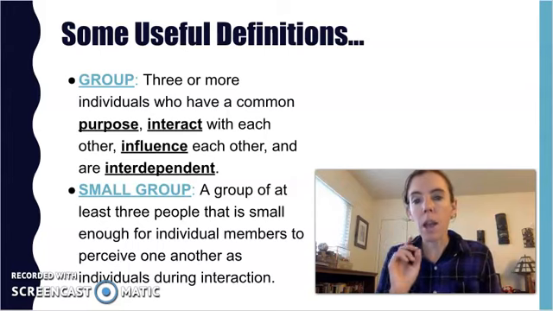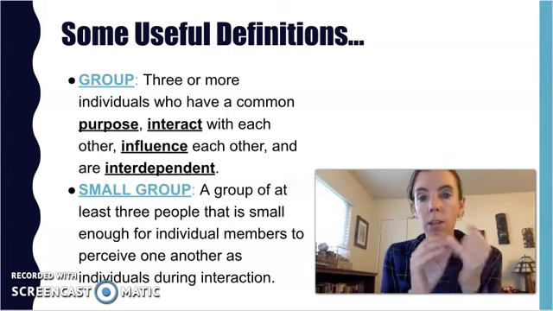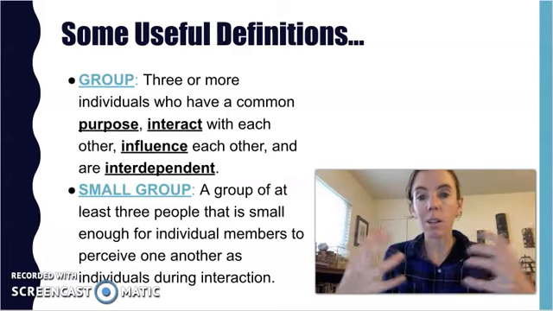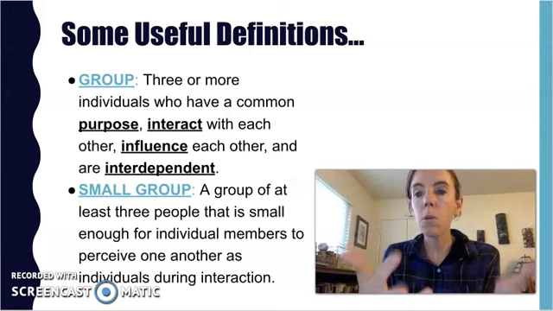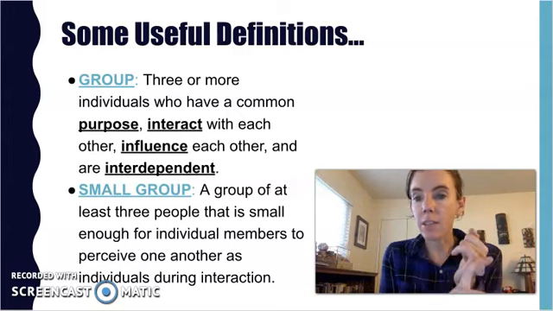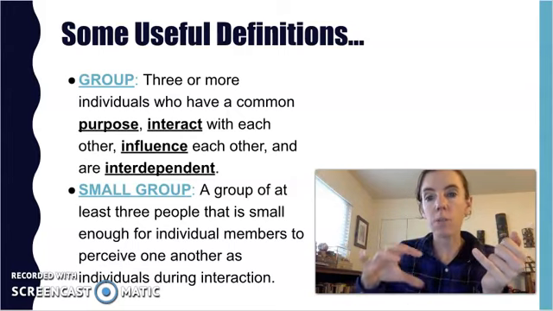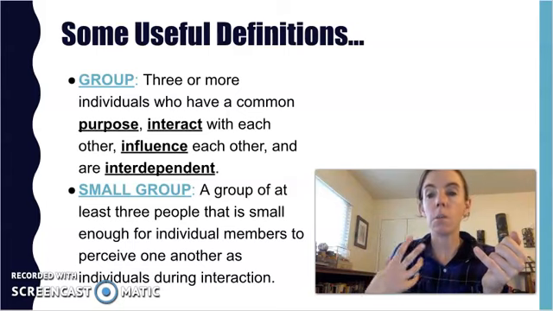We've got group and small group. A group we can define as it has to have these four things. So you already know it is a collection of people, right? But it's more than that. A group also has the same purpose. That's part of the definition of group, is that you have the same purpose or the same goals.